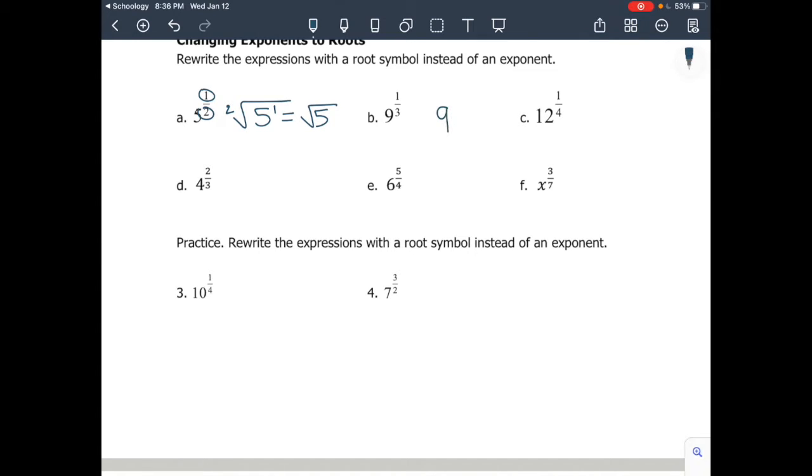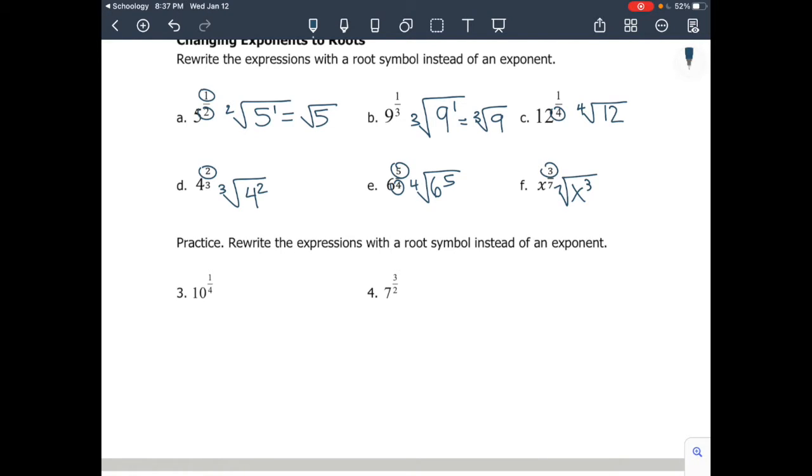This one is 9 to the 1st power and the 3rd root of that. So we could also write it as just 9 3rd root. And then the next one is 12 to the 1st power, the 4th root of that, because the 4 is on bottom. So again, the number on bottom is the root number. So you can throw that out there, and then 4 squared on the inside because the 2 on the top. So 6 to the 5th power, and then take the 4th root of that. And then x to the 3rd power, take the 7th root of that.